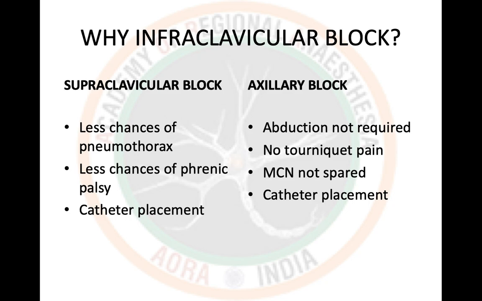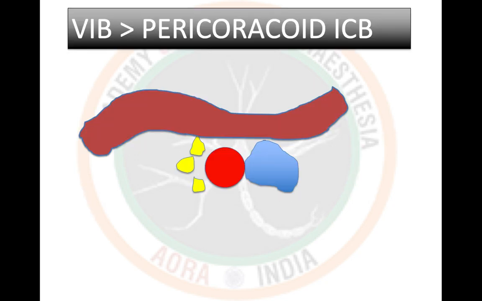Musculocutaneous nerve is not spared with infraclavicular block most of the time, which is paired with axillary block, and you cannot place a catheter in the axillary area.